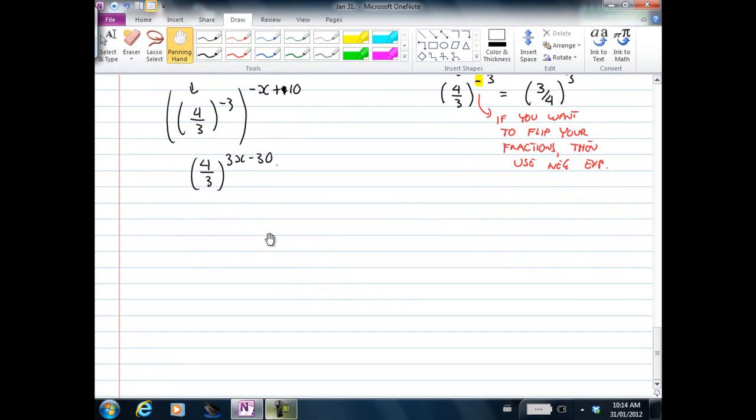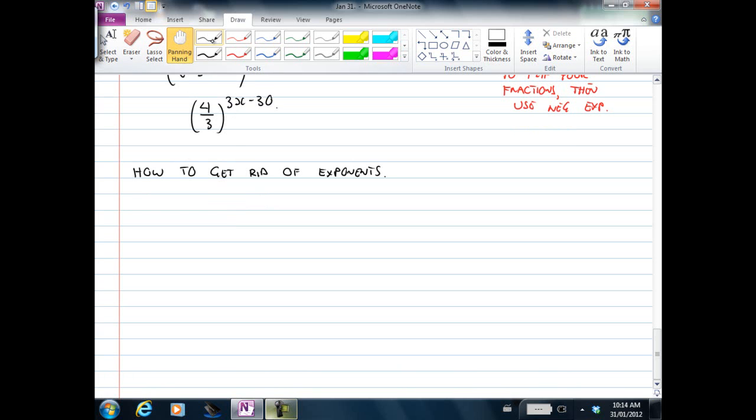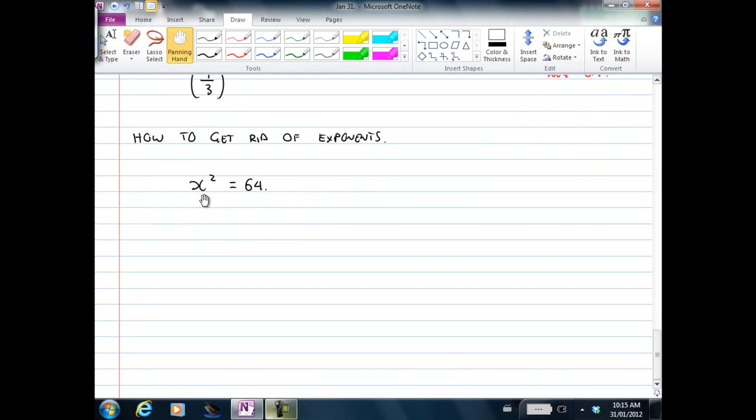Try this one. How to get rid of exponents. Sometimes, if I give you a question like this, x squared equals 64. In this question, my base is an x. X is no longer an exponent. So I want to get rid of the exponent.